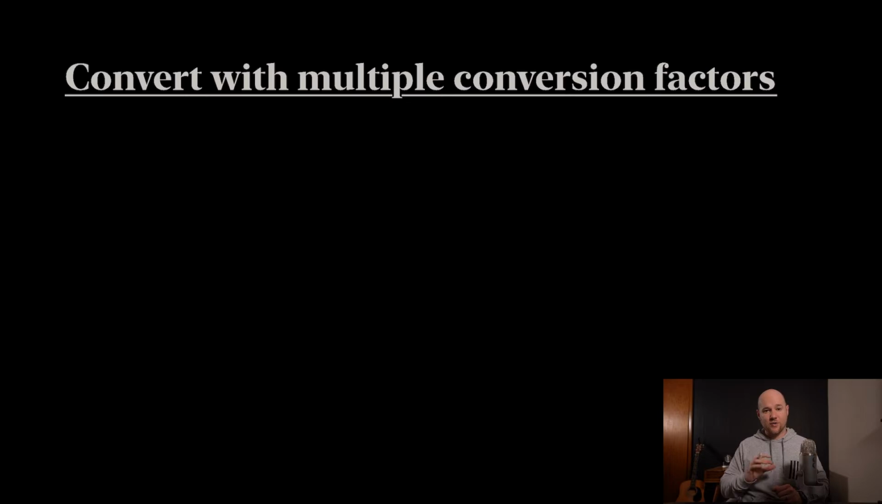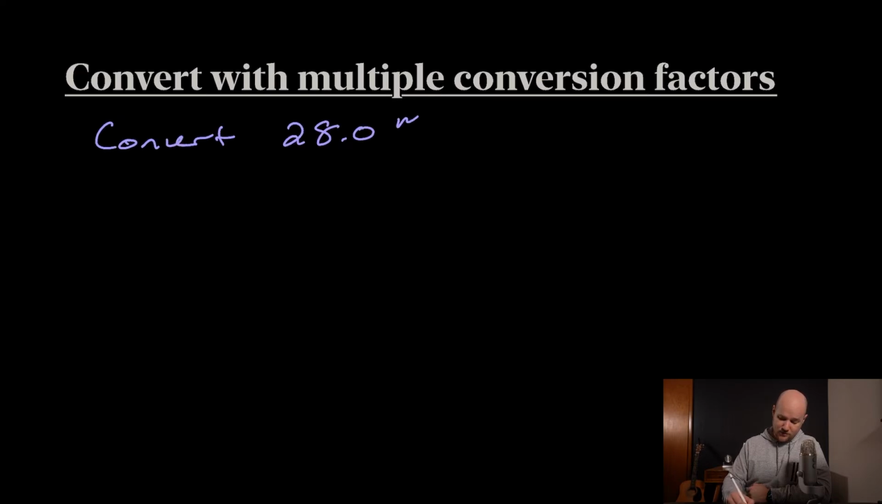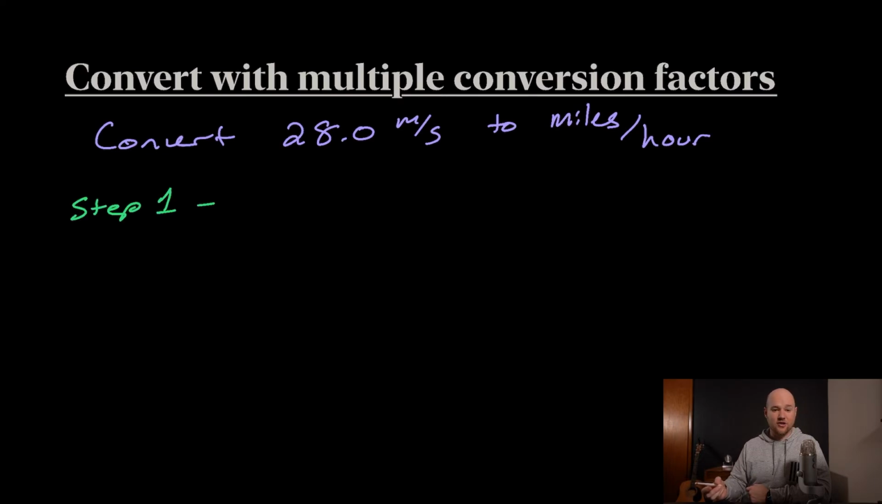Let's convert whenever we have multiple different conversion factors we need to do. And to do that, I want us to convert 28.0 meters per second to miles per hour. So you see, we need to convert the meters to miles, and we need to convert the seconds to hours. So I'm going to break this down into 2 different steps. So step 1, what we need to do is we need to convert the meters to miles.